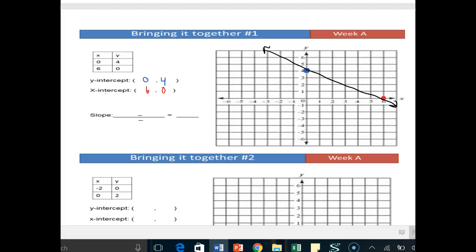Well, we just go ahead and use the slope formula, right? We have x's and y's, so 4 minus 0 over 0 minus 6. We get 4 over negative 6, which simplified is 2 over negative 3. So there's your slope.